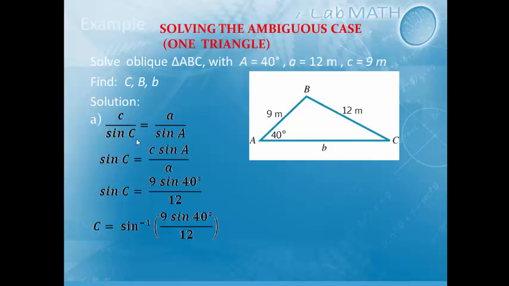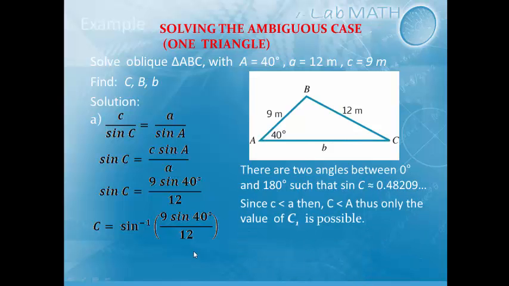So C over sine C equals A over sine A. Looking for angle C, we have to transpose and have this. You substitute the values of side C, angle A, and side A. So again, looking for an angle, you press inverse sine, parenthesis, 9 sine 40 over 12, parenthesis. So angle C sub 1 is 28.8 degrees.